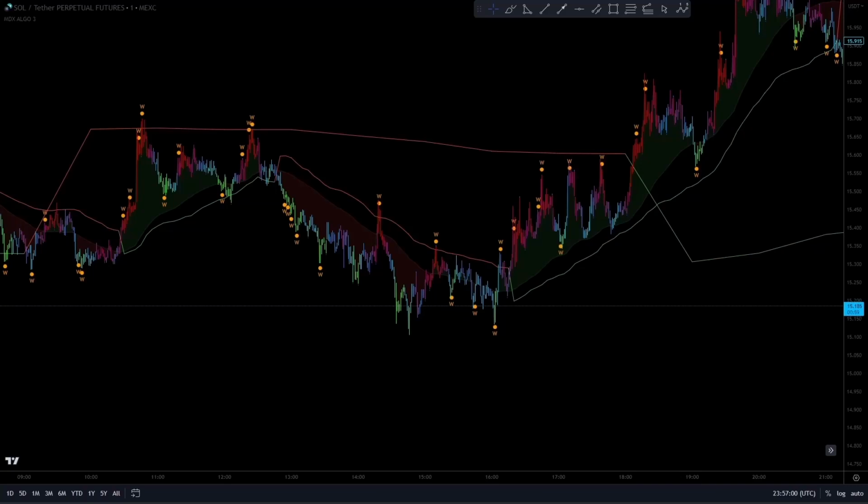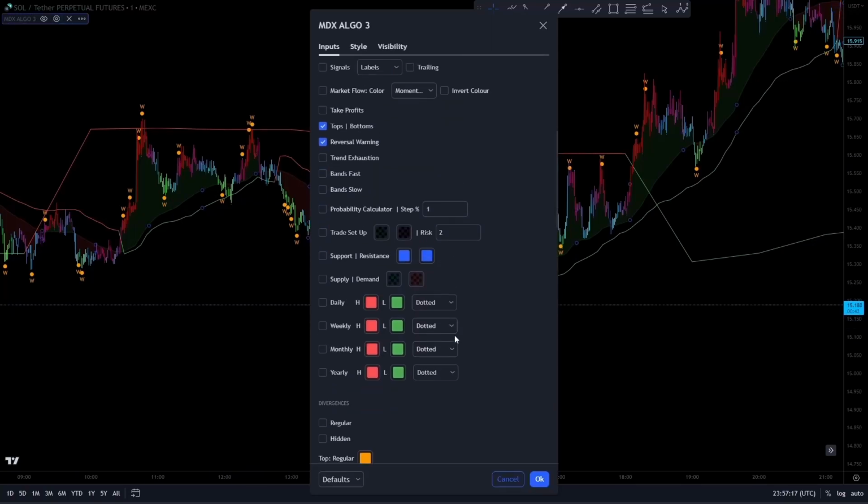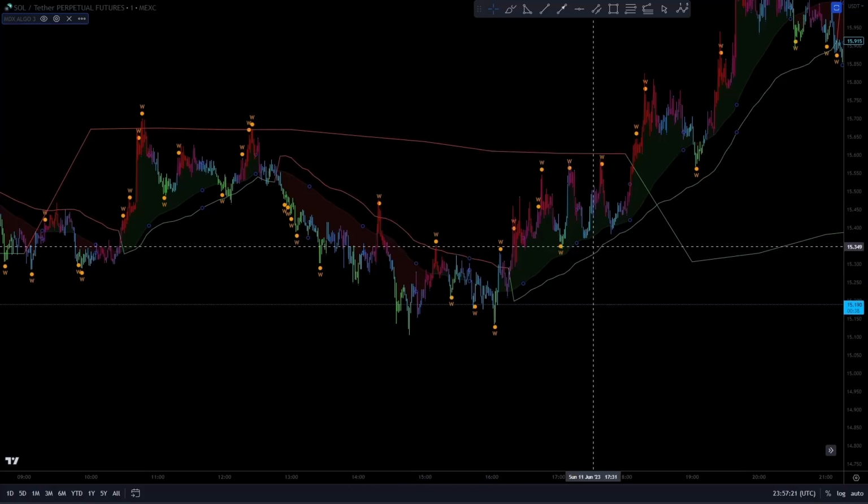One of my favorite strategies for using the MDX algo indicators is actually quite a simple one that I use to help identify which way the market is trending, or when the trend may be reversing when looking to crush some trades. So the W's you see on my chart are the reversal warnings on the MDX algo 3. That's just this setting right here, reversal warning, that's these orange W's.